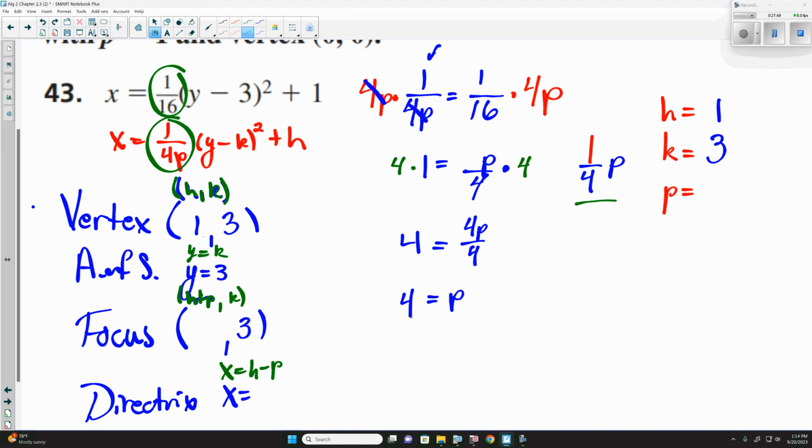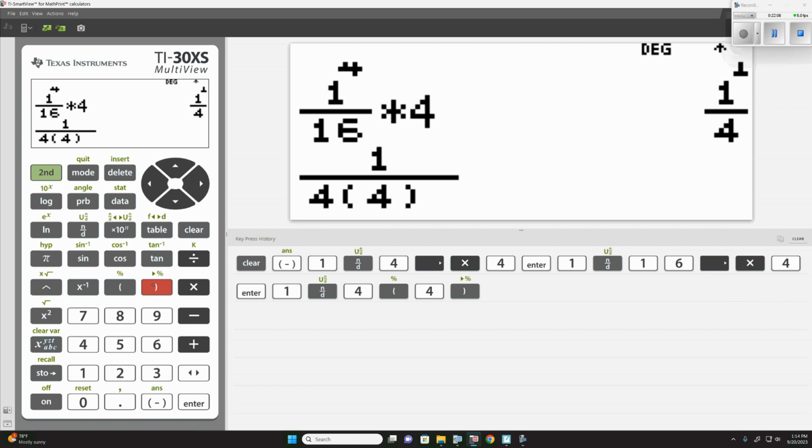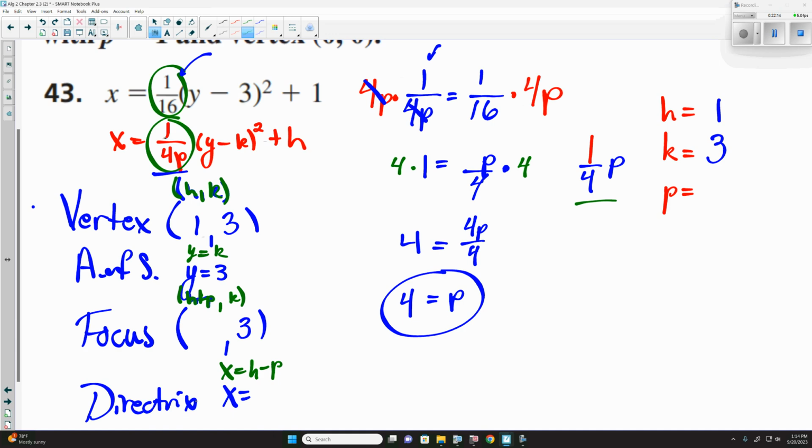Now, if you feel like you might have done something wrong with finding the value P and you want to check it, again, what did we say? Whenever we plug P into 1 over 4P, we should get what? 1 over 16, yes? So I can grab a calculator and say 1 over 4 times 4, our value P, we get 1/16.